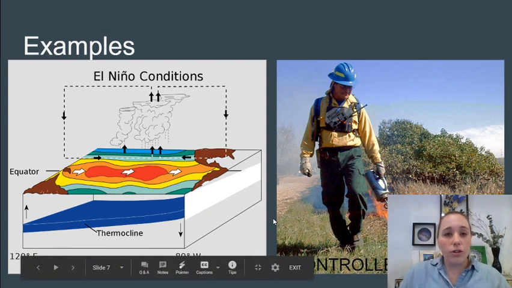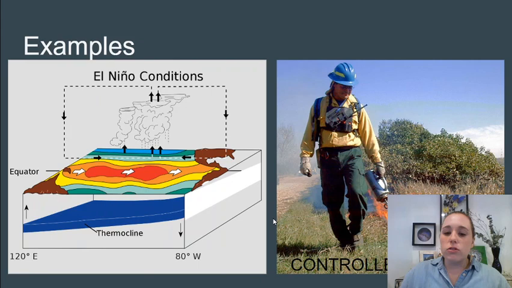Controlled burning is also going to be a short-term change. We use controlled burning to help prevent fires. I can control a burn. I can burn a small portion of prairie or a small portion of forest, and that can actually help let some other plants grow. Certain plants are adapted where they need fire in order for the seeds to really sprout.